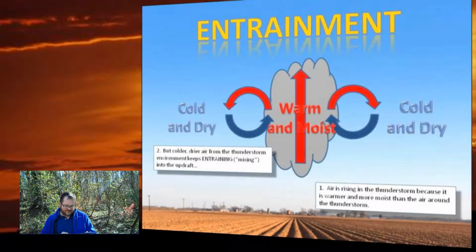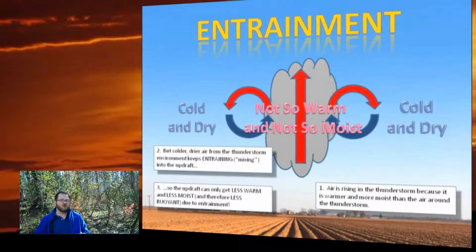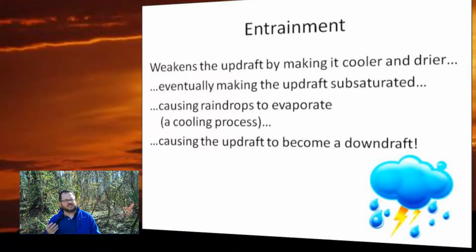Well, that process can only make that warm and moist updraft less warm because you're mixing colder air into it, and less moist because you're mixing drier air into it. Both of those processes are going to result in the warm, moist updraft becoming less warm and less moist, which means less buoyant. This is part of the story why updrafts don't just keep going and going and going. As they experience entrainment, gradually colder and drier air keeps getting mixed in and mixed in.